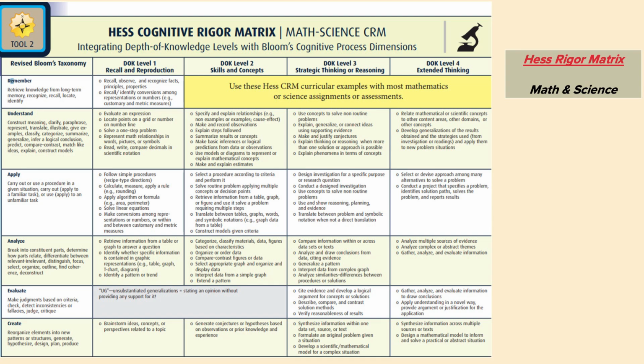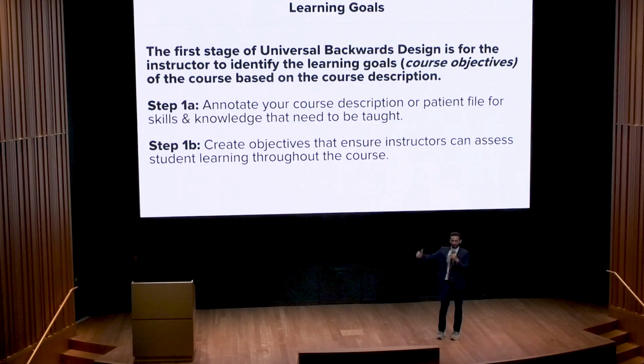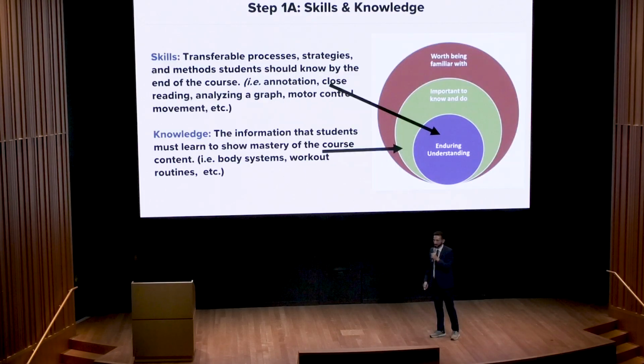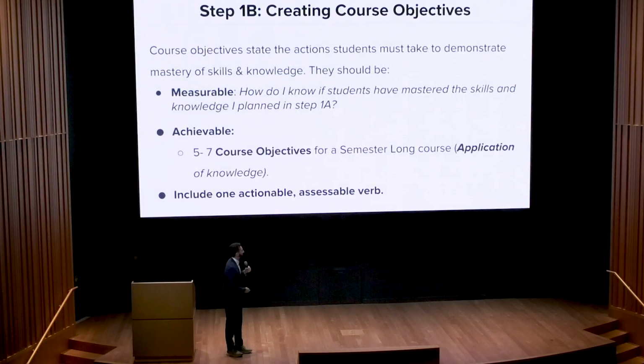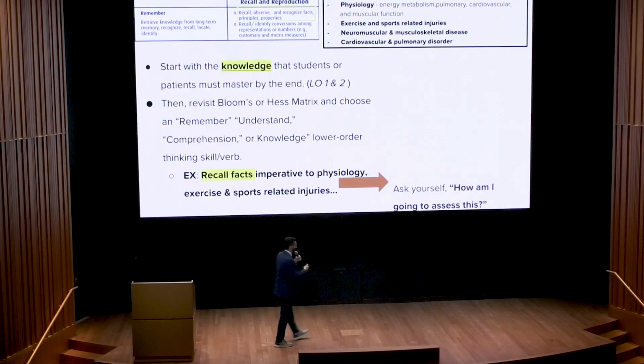All right? So I'm just going to back up one sec. At this point, we've thought about step 1A, right? I've pulled out the skills that were related to Alex's course, the knowledge that was related to his course right over here. And now I am going to choose to use and apply those skills and knowledge to create, I'm only going to create 3, but 3 course objectives for his course. And I'm going to do that using the Hess Cognitive Rigor Matrix.